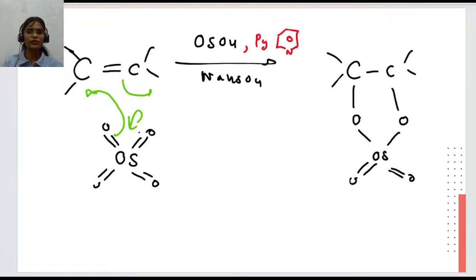Again, just try to understand the mechanism. What do we need to remember? From which side it is attacking: the same side. So the point to note is that both oxygens are connected at the same side. If both are attacking above the plane, I write it like this. Because it is same side addition, the name of the addition is syn addition.